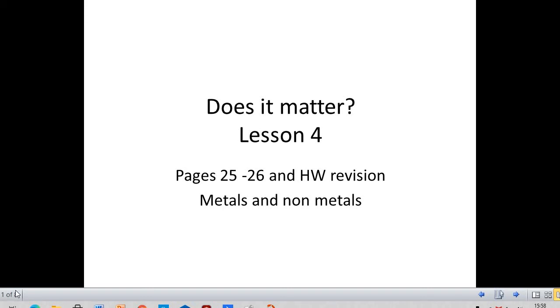So this is lesson 4 on the Does It Matter booklet, pages 25 and 26, and homework revision, metals and non-metals. So make sure you've numbered your booklet. As I've said in the previous lessons, I've forgotten to number the booklets. If you look back at lesson 1, I show you what page you need to start with and what the end page is. It goes from page 1 to 54.